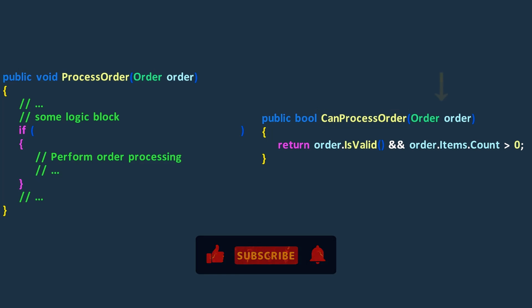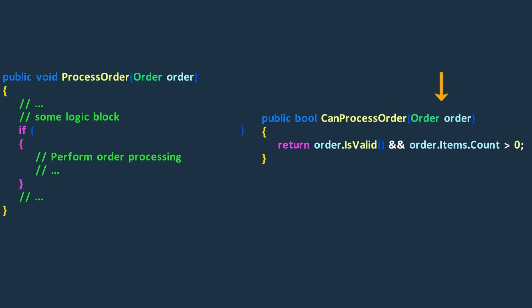For the next step, we need to see if the method requires any parameters. In this case, the method needs an order as input to do its task. The last step is to call the new method instead of using the removed code. As you can see, this simple change improves code readability and makes it easier to understand.